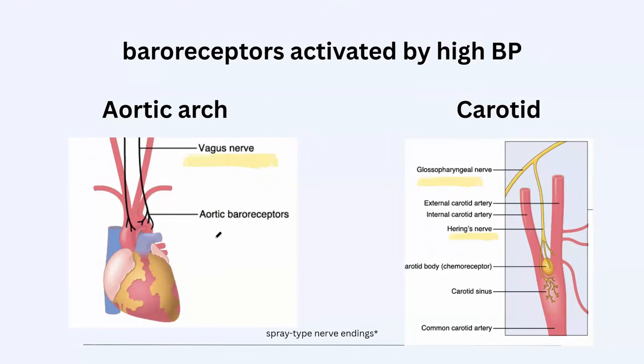So in the aortic arch, we said that they are baroreceptors, right? The nerve that's going to carry information from these baroreceptors in the aortic arch is the vagus nerve, okay? In the carotid, it's Hering's nerve. So you look over here, this is the carotid sinus. These are the baroreceptors. And Hering's nerve is going up, up, up, and it's joining the glossopharyngeal nerve. So remember, vagus nerve for aortic arch, Hering's nerve for carotid.